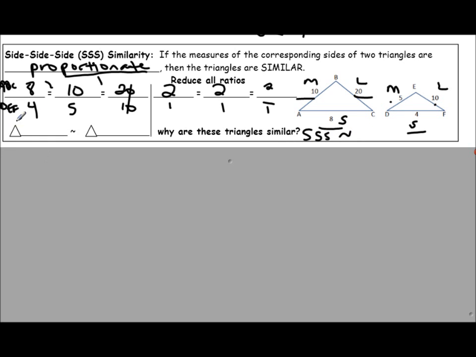Then, to write our similarity statement, the first three letters can go in any order. Let's just say A, B, C. But the next set of three letters has to correspond to the first set. A to B to C goes medium to large, so the next set of letters has to go medium to large, D to E to F.